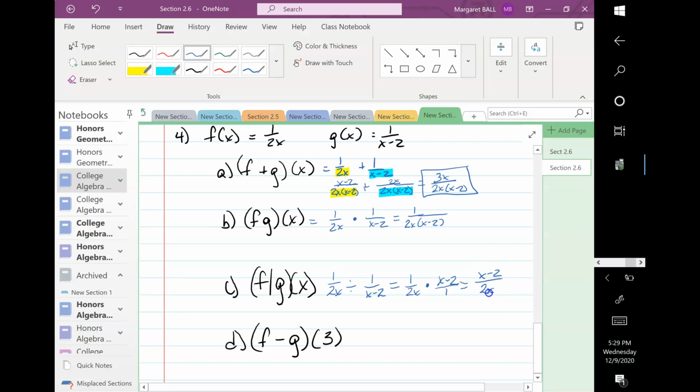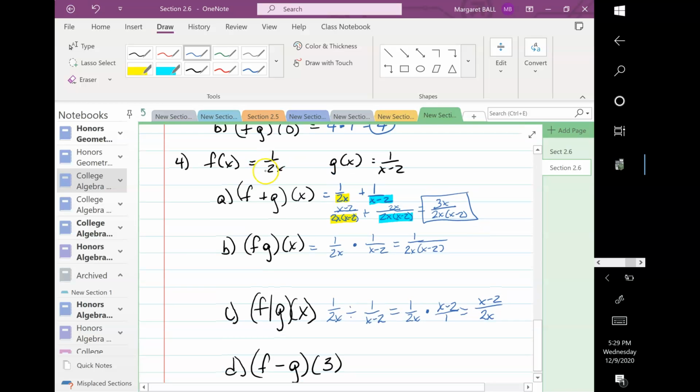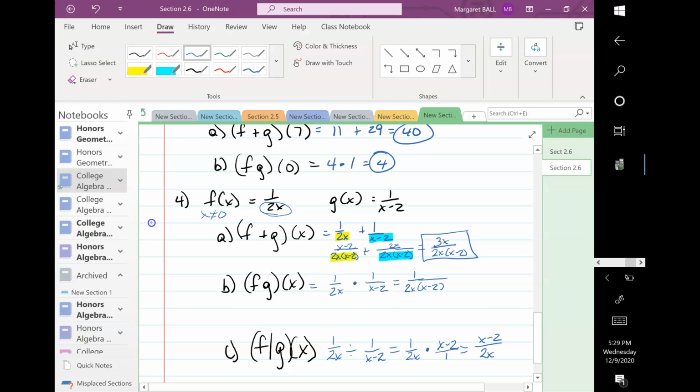Now let's talk about domain. The domain of f of x cannot be 0. It can be anything but 0. So we have to look at the originals first. It can be anything but 0. So it goes from negative infinity to 0 and union with from 0 to infinity. And x minus 2, it can be anything but 2.